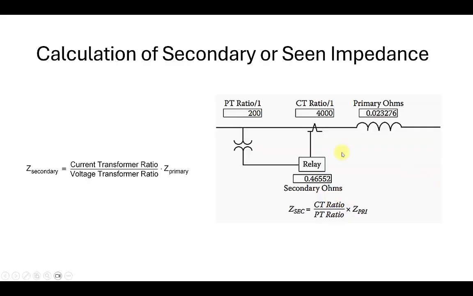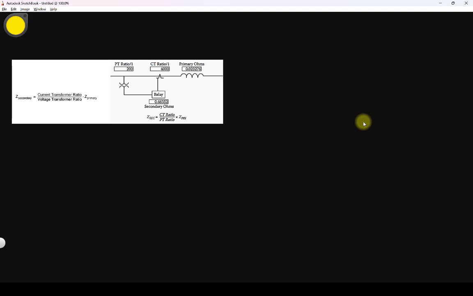Here you can see this is a transmission line, and we have shown the impedance of the transmission line in ohms. The primary impedance of the transmission line is 0.2376 ohms. Okay, so this impedance, that's the impedance of the transmission line itself, is called the primary impedance. What does it mean by the primary impedance?